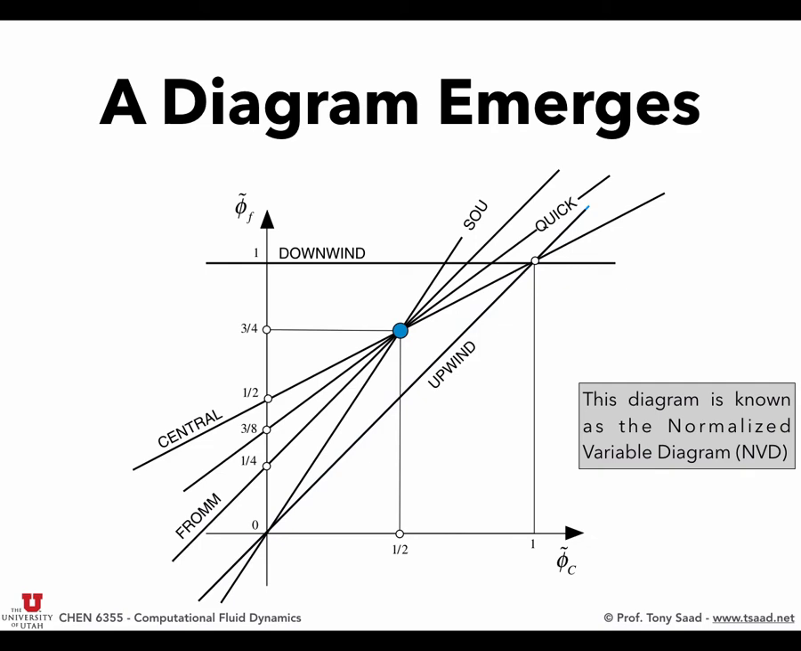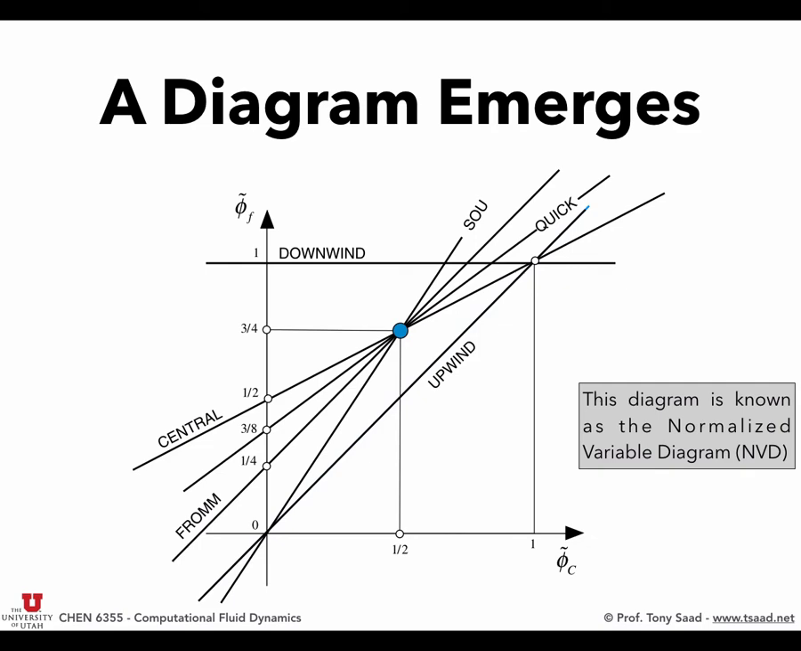Okay, let's start with the upwind. The upwind said phi tilde f is equal to phi tilde c. So that gives you this line, 45 degrees. It passes through 1, 1. The downwind scheme was phi tilde f equal to 1. Whatever phi tilde c is, phi tilde f is always equal to 1. So that's the downwind scheme. Okay. Now you go ahead and plot all the other schemes: central, second order upwind, and QUICK. And they look like this, but they all pass through this point.